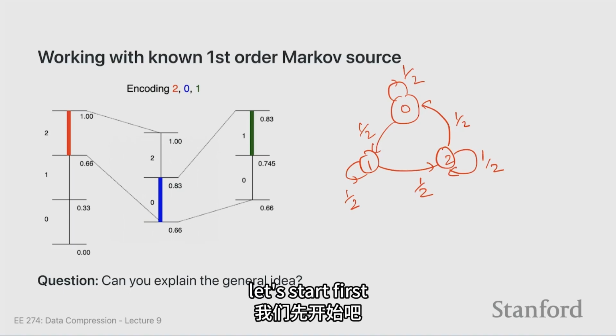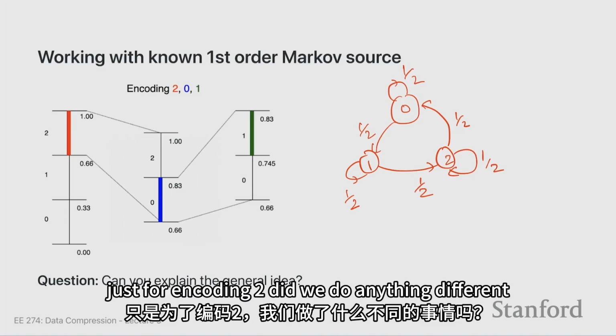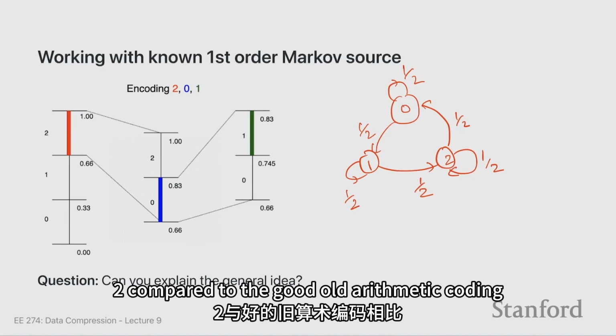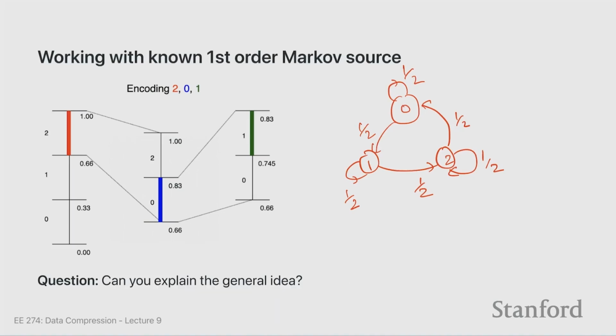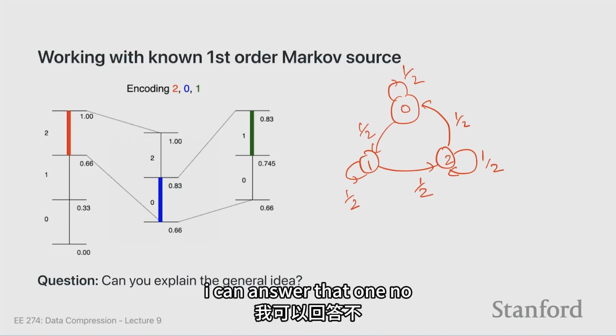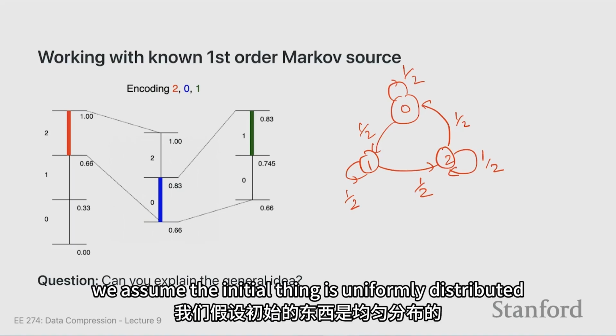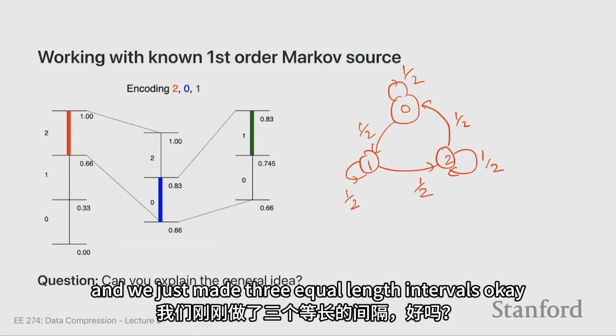Okay, let's start first. Just for encoding 2, did we do anything different compared to the good old arithmetic coding? I can answer that one. No, we did not, right? Because we just assumed the initial thing is uniformly distributed and we just made 3 equal length intervals.